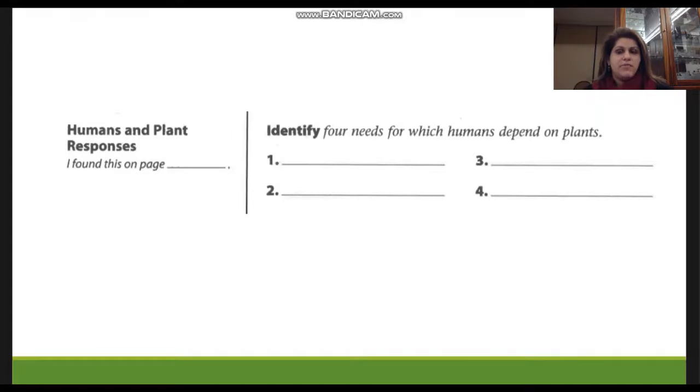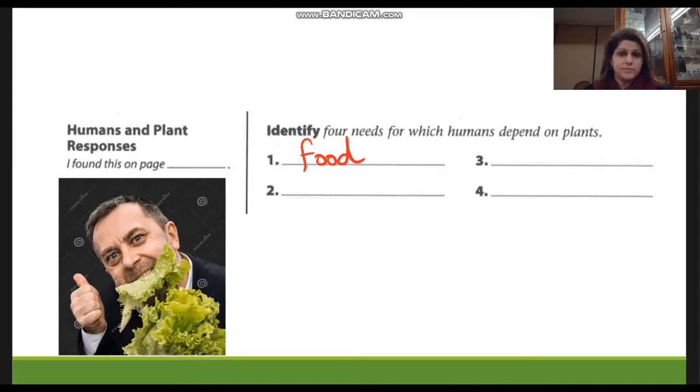Now, identify 4 needs for which humans depend on plants. Why do we depend on plants? How do we depend on plants? First thing, and this is the best thing for us, food. Well, we eat plants. Not only do animals eat plants and then we eat the animals, but we also eat plants.